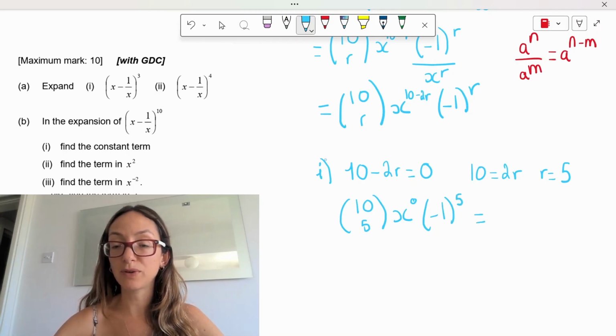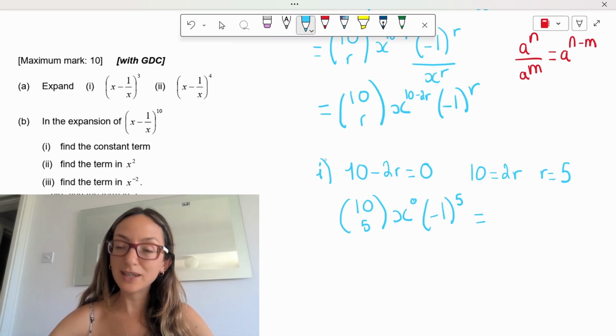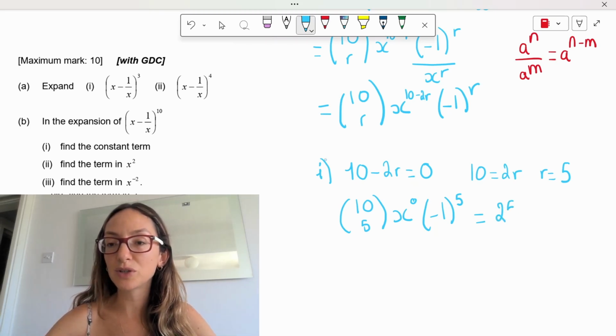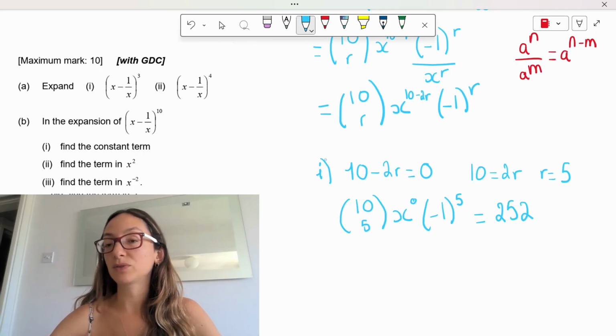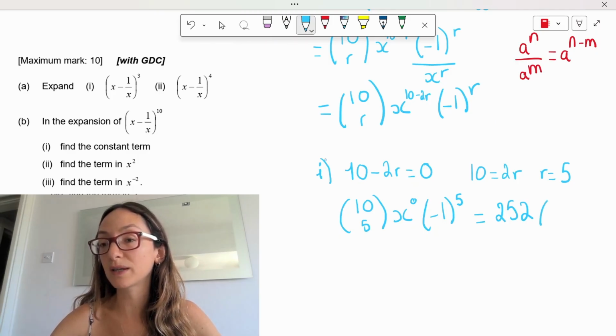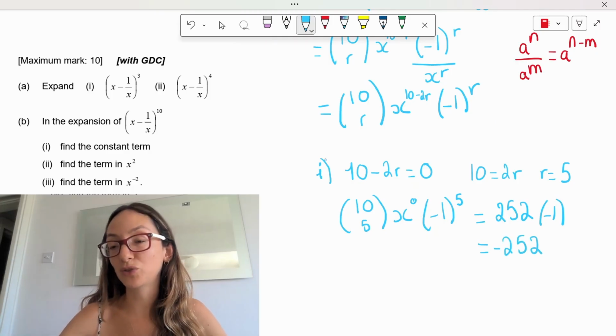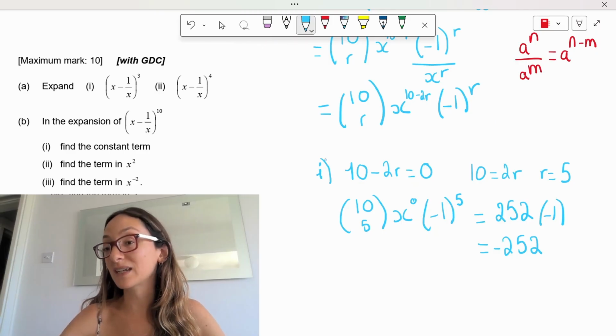And now we simplify. This is a calculator question, so you can use your calculator to find the value of 10C5, and you will find that it is equal to 252. Then x to the power of 0 is just 1, so we don't have to write anything. And then minus 1 to the power of 5, that's an odd power, so that gives us minus 1. And so the answer is minus 252. That is our constant term, the term that doesn't have any x's in it.